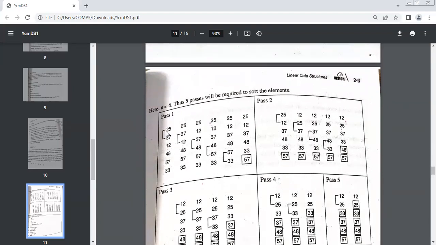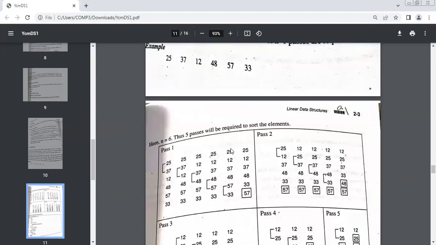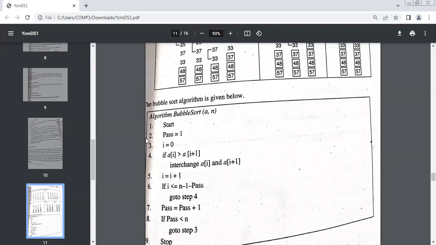In each iteration, the first element is compared with the second, the second with the third, the third with the fourth, and the fourth with the fifth, and so on. Okay, so this is the bubble sort technique, and here is the bubble sort algorithm. In this algorithm we pass an array A and n, the number of elements. The first step of bubble sort is start.